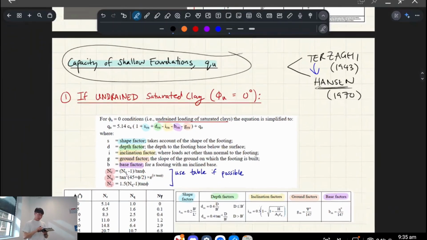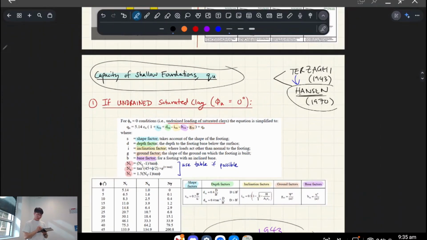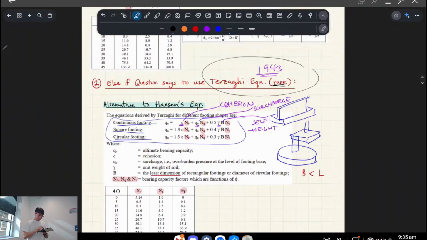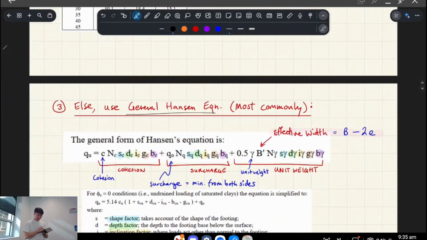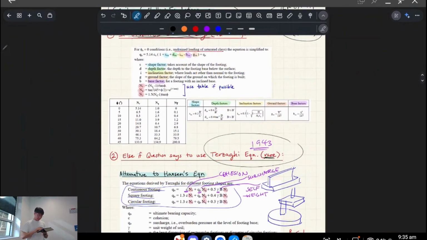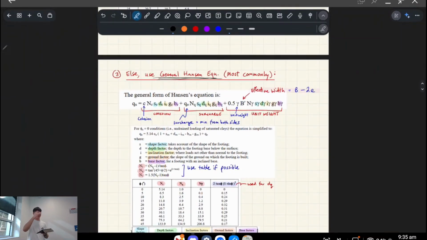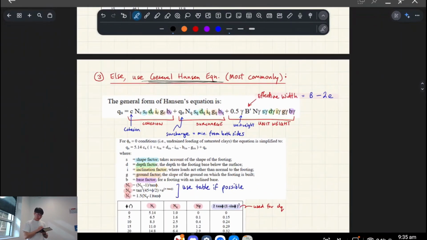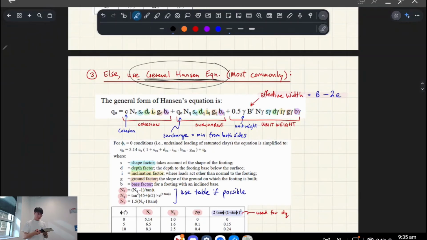So the idea behind Hansen's formula, right? So Hansen made 2 formulas. One's for undrained saturated clay, okay? The other one's for the general equation, right? So it's probably better to talk about the general formula first. I don't know why I ordered my notes like this, right? But I'm going to talk about the general formula first because there's quite a few things that he packed into this formula, right? And it accounts for all kinds of different niche scenarios, right?